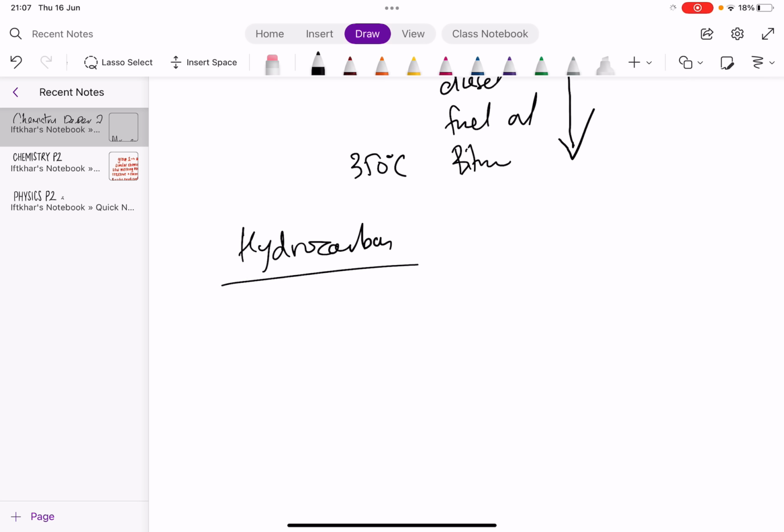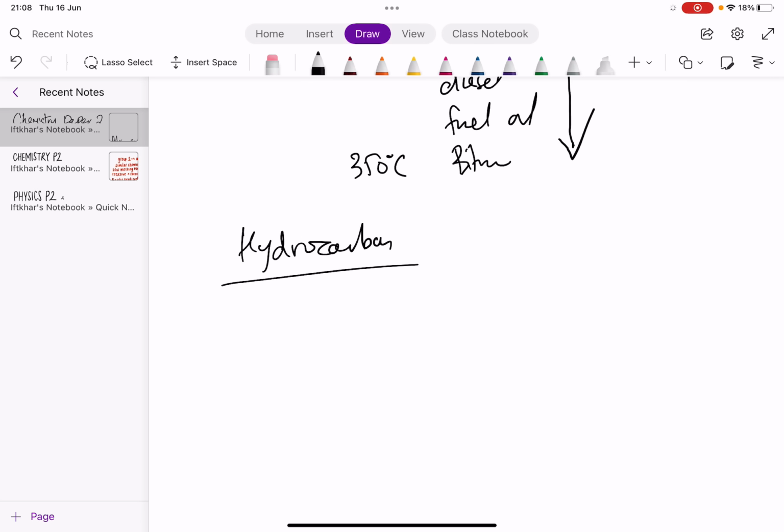Hydrocarbon is basically a compound that consists of carbon and hydrogen atoms only. Uses of crude oil: the products we get from crude oil are good fuels used for energy, for power stations, and the feedstock, the raw materials, for the petrochemical industry.